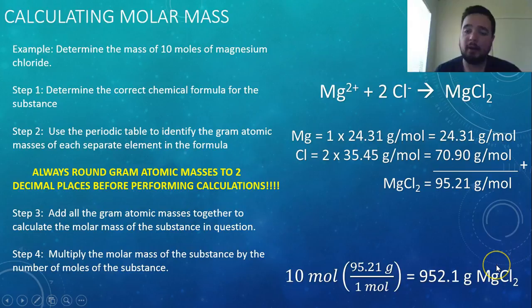Now, how can I double check my answer? I know that I'm trying to determine a mass, which means it needs to be in units of grams. When I put this into my equation, I know that these moles are going to cancel out because there's one on top and one on bottom. What am I left with? I'm left with grams, and that's what I want. So if you have the right units, 99% of the time you're going to be right.